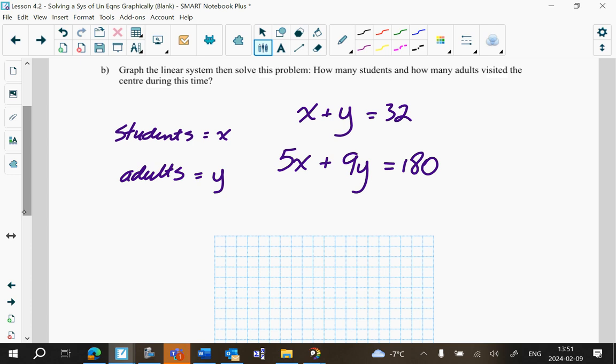So I'm not going to finish this one. This one completed is on Teams in the notes. I just wanted to practice setting up the system. So that's everything.